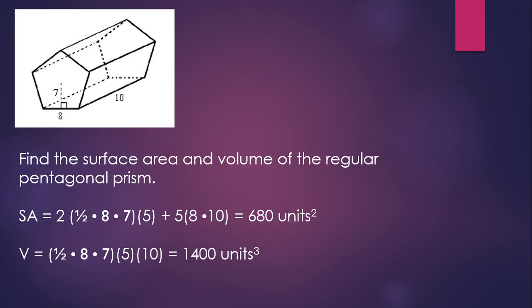For the volume, we need the area of the pentagon, which is 1/2 times 8 times 7 times 5, times the height between the 2 pentagons. So we take that times 10, and we get 1,400 cubic units.